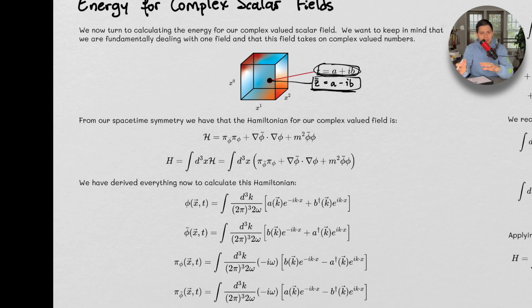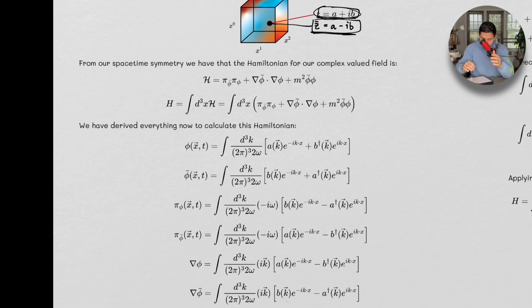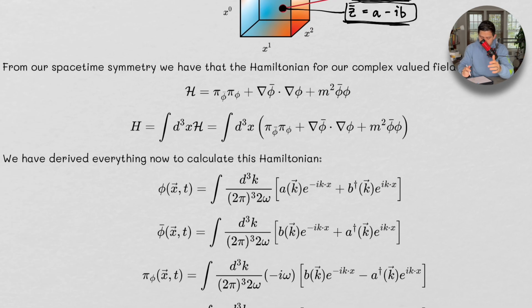This video and the next video might be a little bit heavier with math because we have complex conjugates, and that just makes things a little bit more complex, no pun intended. So we're going to start from our space-time symmetry. We have that the Hamiltonian for our complex valued field is this guy right here. This isn't that much different than what we've had before. We're just introducing this complex conjugate now. The complex conjugate is this bar.